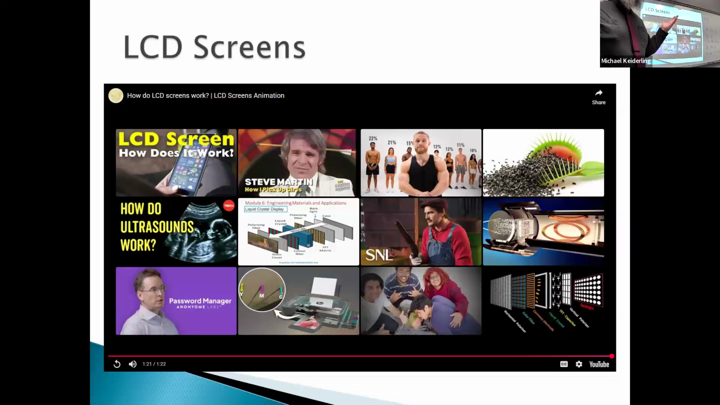Now, more expensive, if you have like an OLED screen, that will work differently. OLED are little actual LED lights for each subpixel. And the O stands for organic, which is how they can get it small and thin like that.